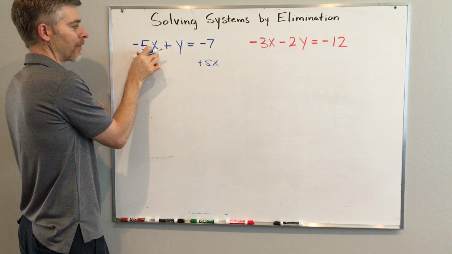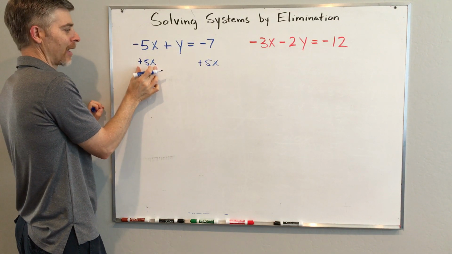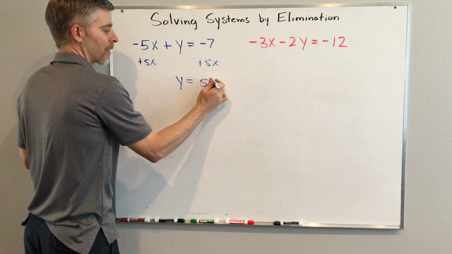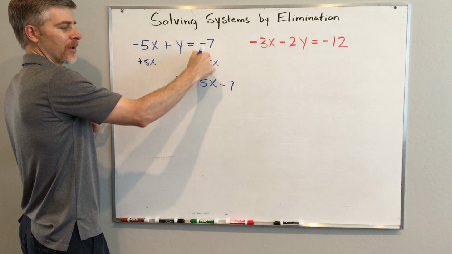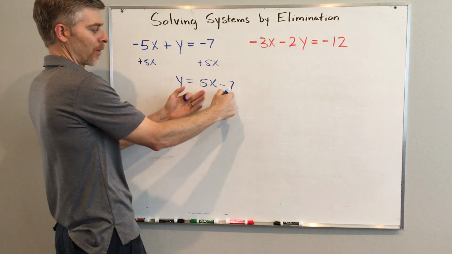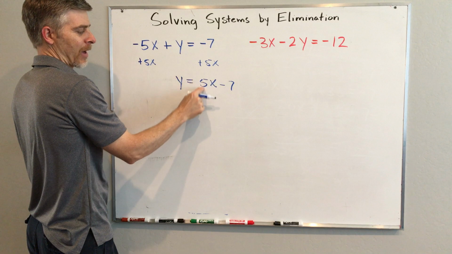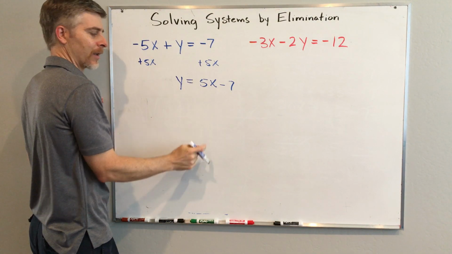I'll move the negative 5x to the other side by eliminating it, by adding 5x, y equals positive 5x minus 7. Remember, these aren't like terms, so you can't combine them or eliminate them. All you can do is put them side by side. And this one's positive, this one's negative. So this is our slope, this is our y-intercept.